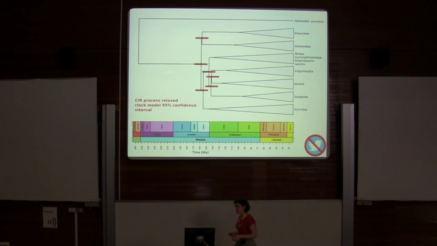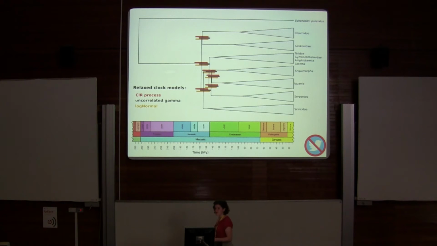So the base tree that I'm going to use to show the results on is this. This is based on some of my phylo-based results with the CIR process, which is an autocorrelated relaxed clock model, and these bars represent the 95% confidence intervals, and the lines are the mean estimate for where we think these divergences happened.